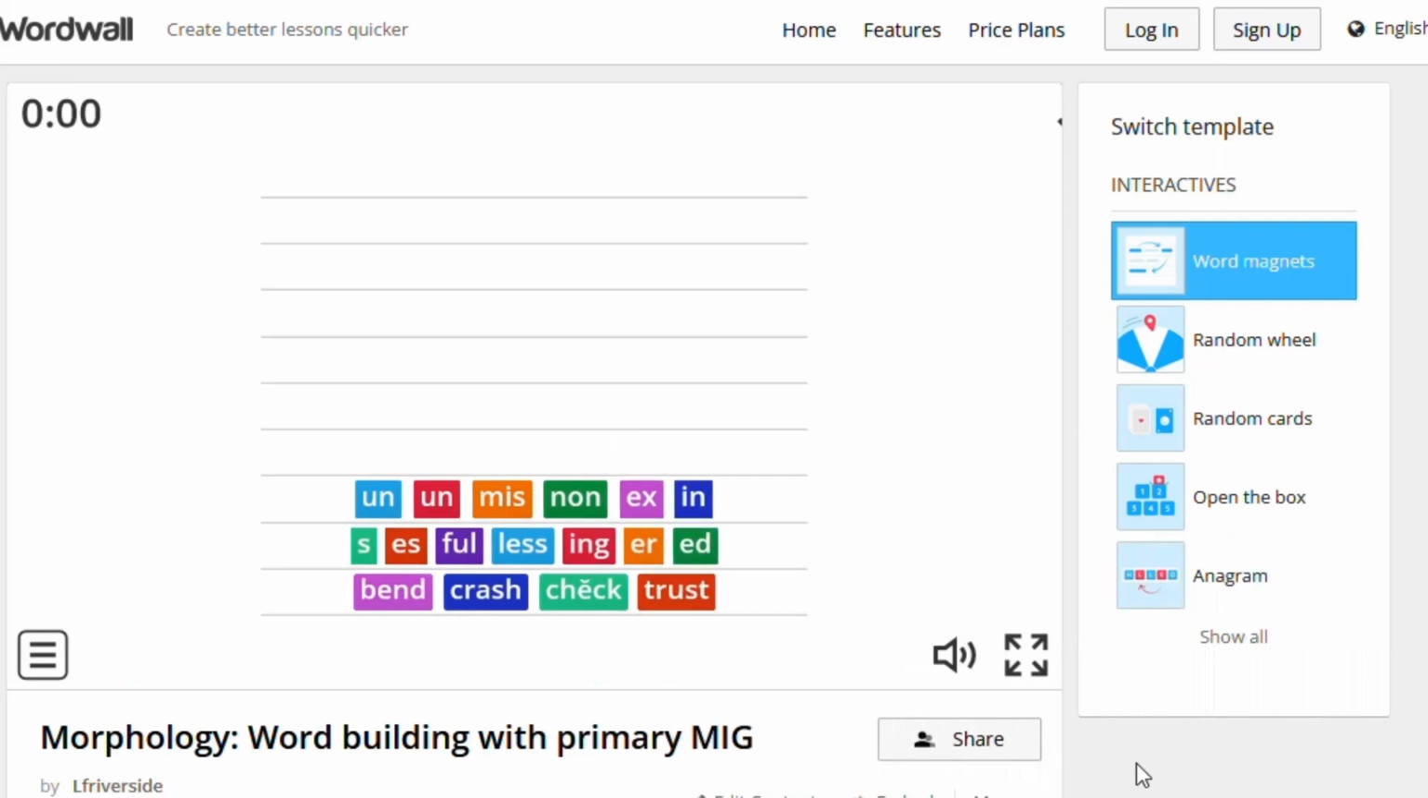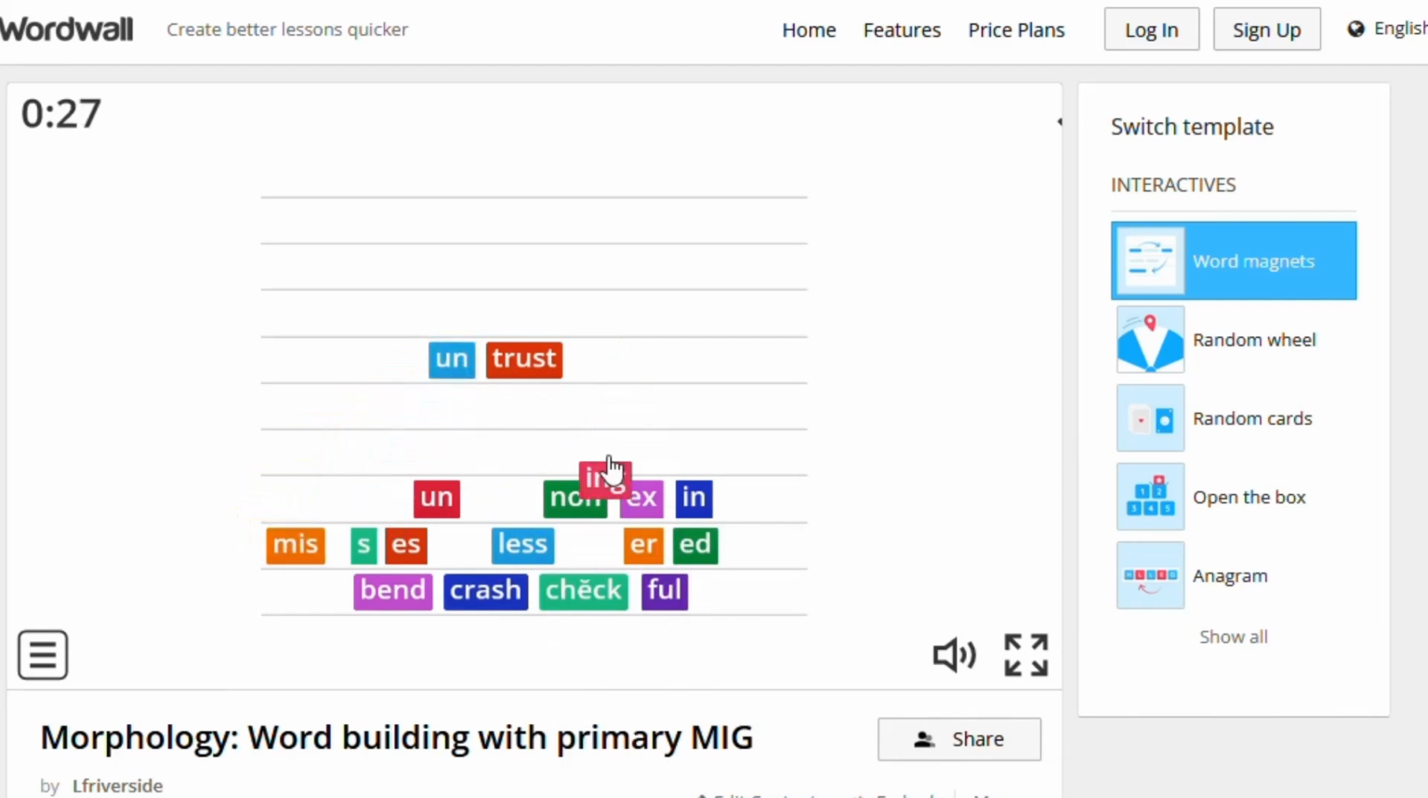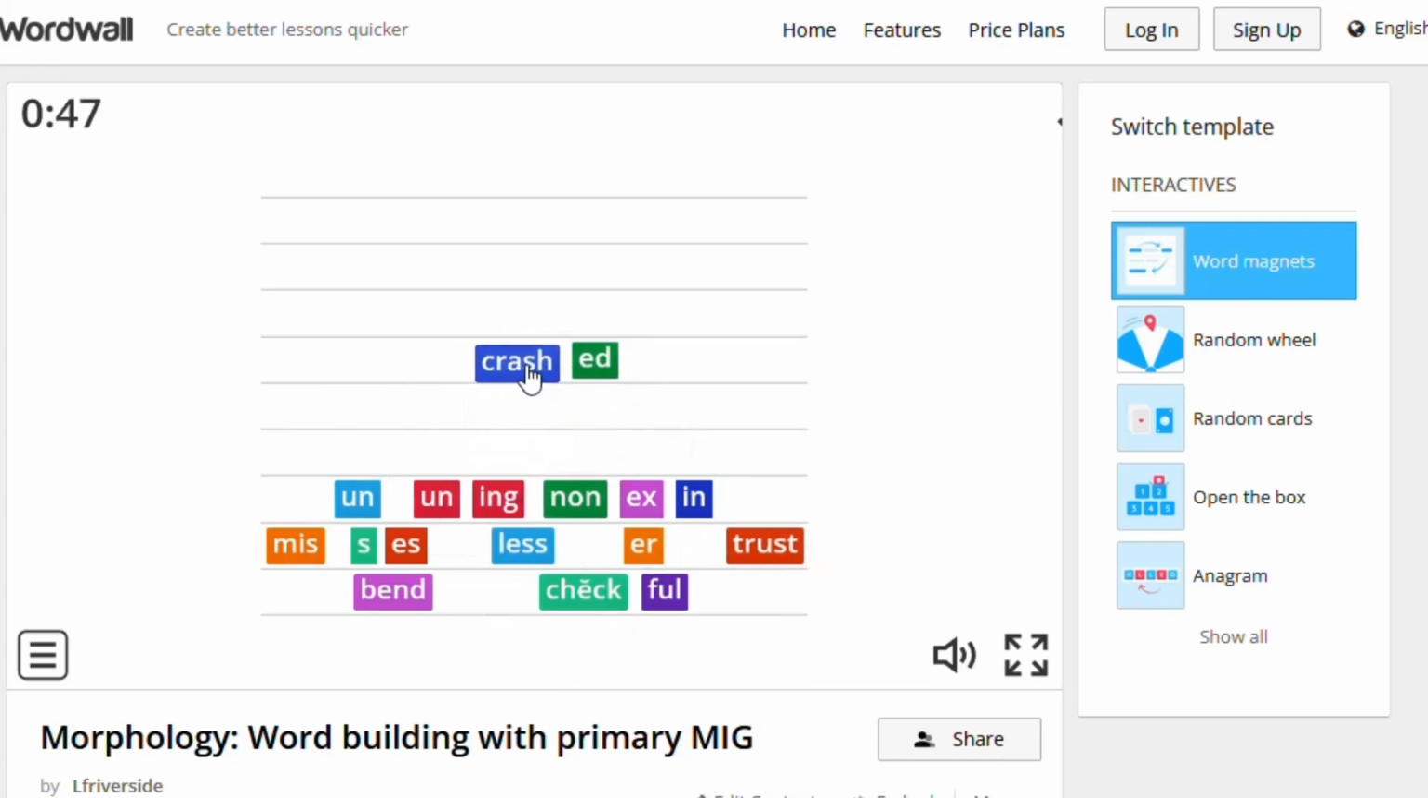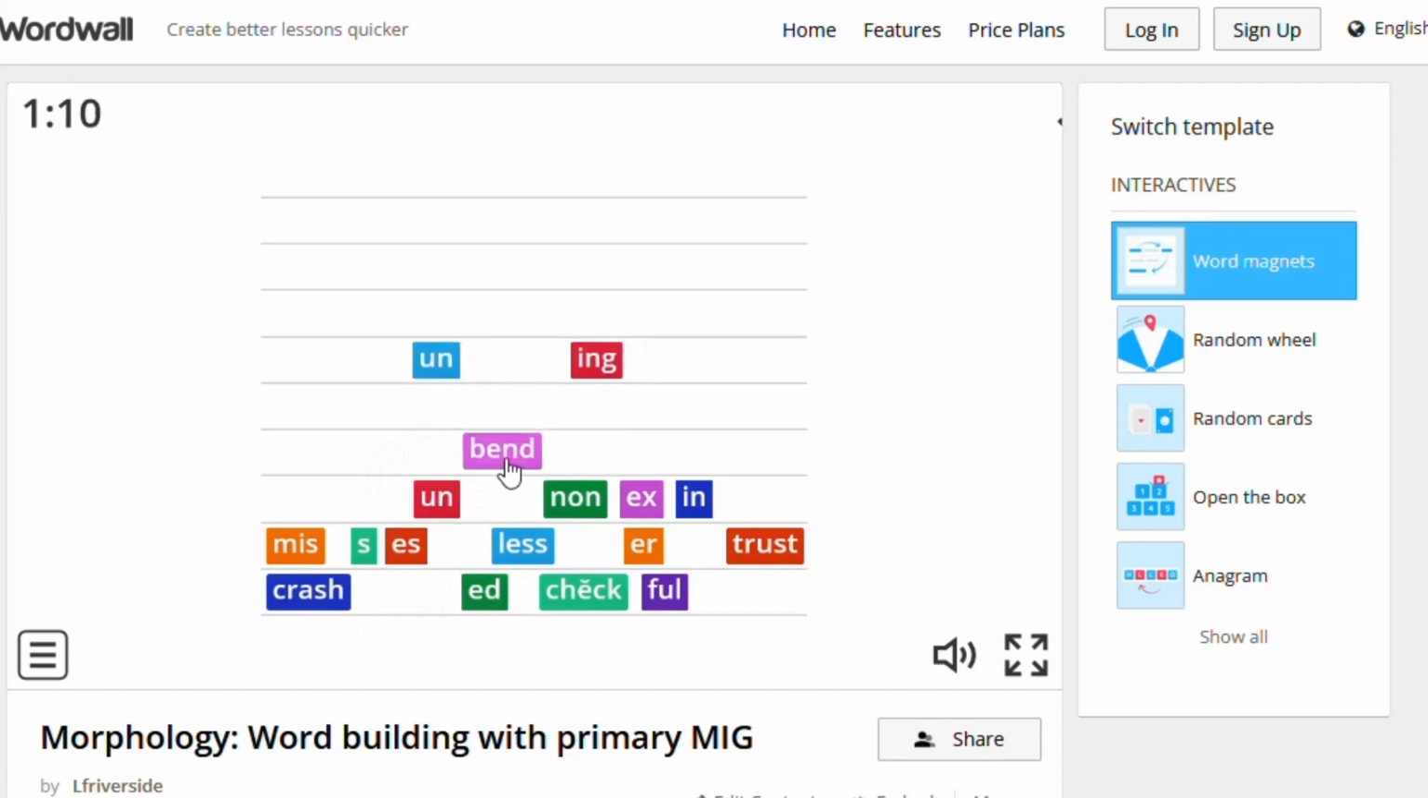And this is a little bit more complex, but essentially it's the same thing. So you could be mistrustful. You can be untrusting or untrustworthy, although there isn't the suffix worthy here. Trusted, people trust them. If you've crashed your car, it's in the past, or you could be in the process of crashing. If somebody doesn't change their mind, they might be unbending.